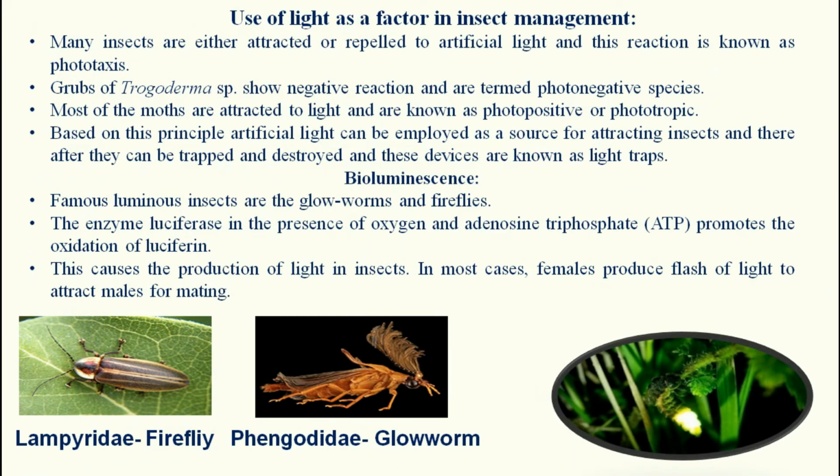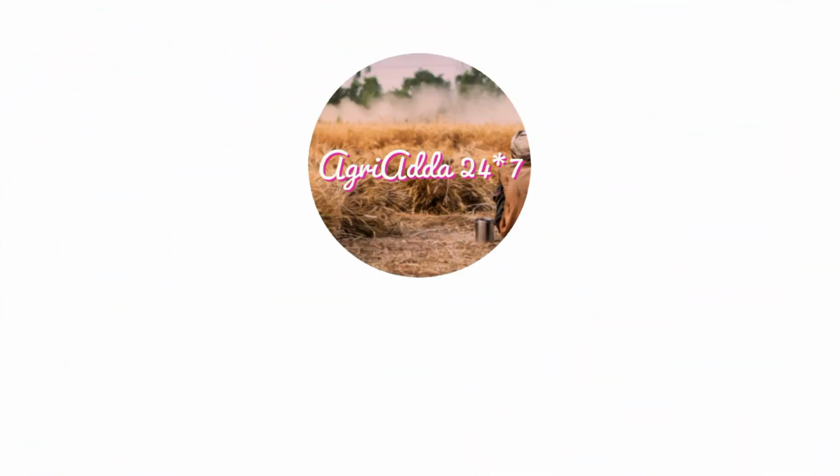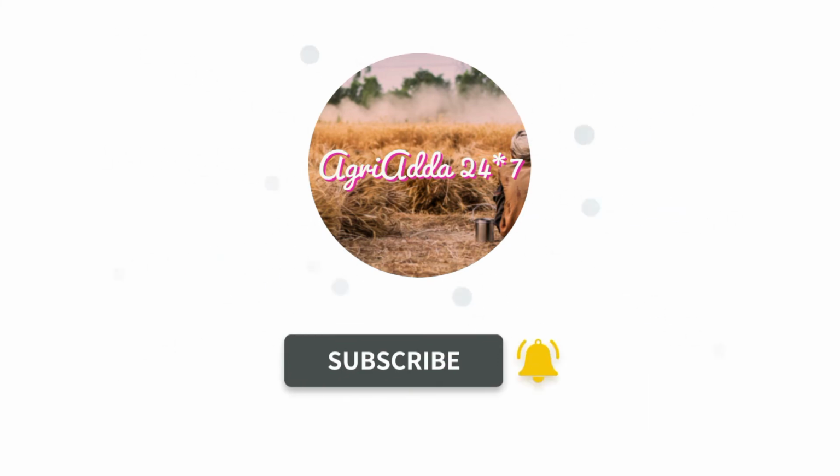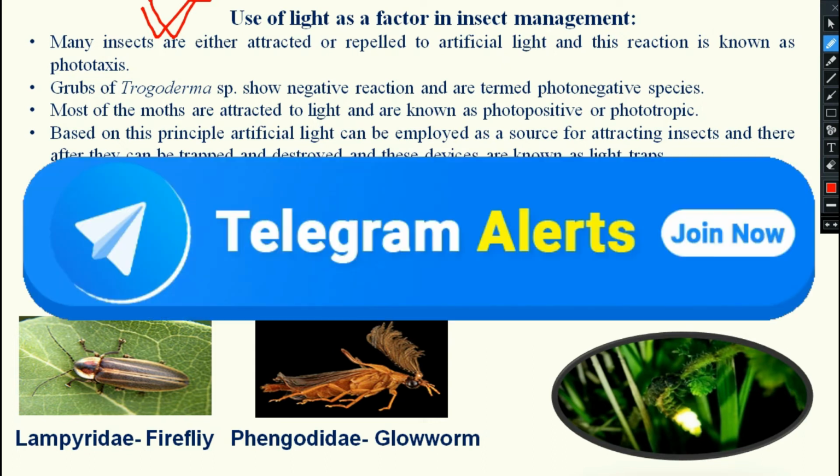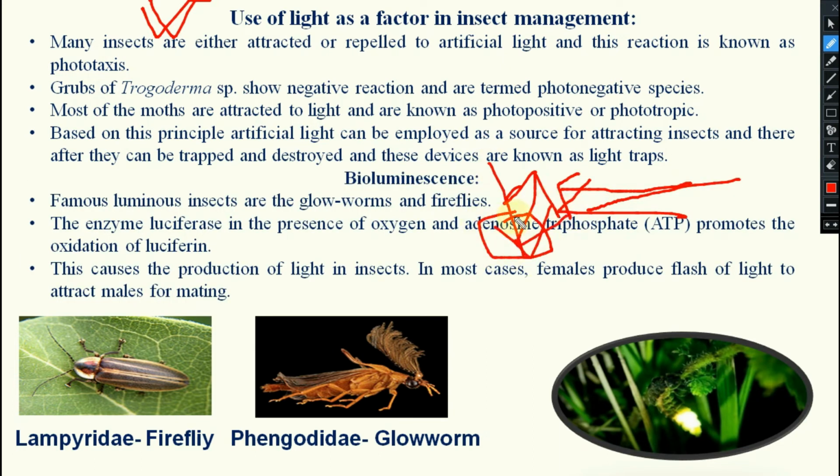Next, use of light as a factor in insect management. How can you use light as a factor of insect management? What do you think, tell me on your own. Suppose you see some insects are coming towards light. What can we do? Put a light trap. So that what will happen? Insects will come. Here you put some poison. They will fall and they will be killed.